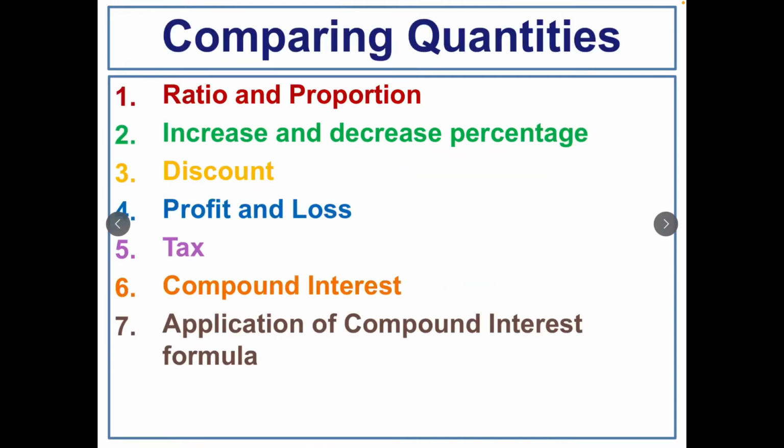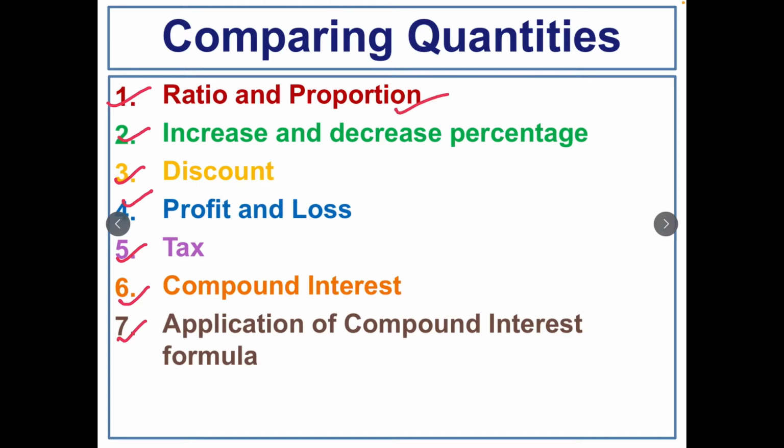The chapter comparing quantities is divided into a total of 7 subtopics, which are ratio and proportion, increasing and decreasing percentage, discount, profit and loss, tax, compound interest, and application of the compound interest formula. Today in this session we are going to study only ratio and proportion.